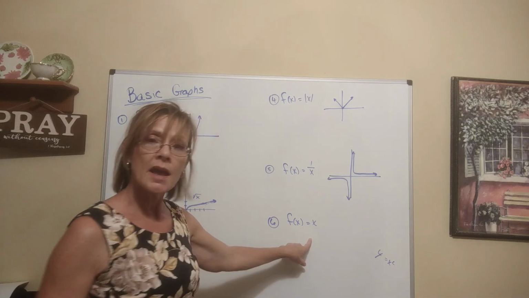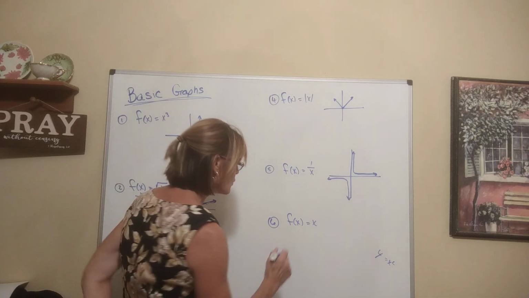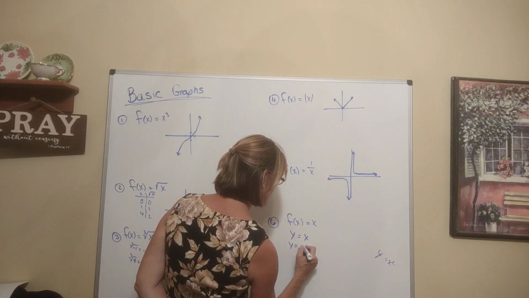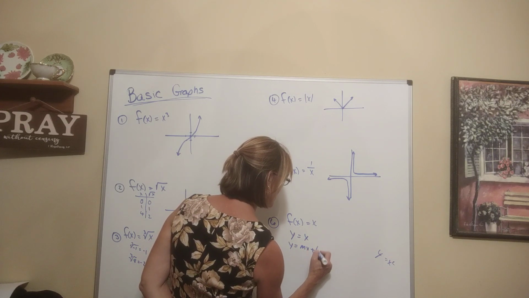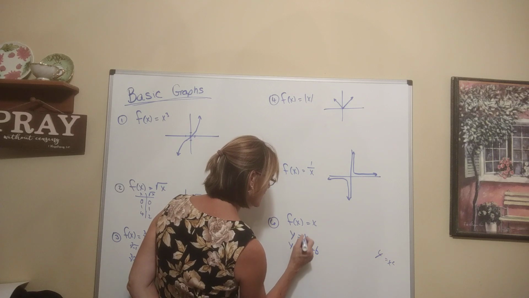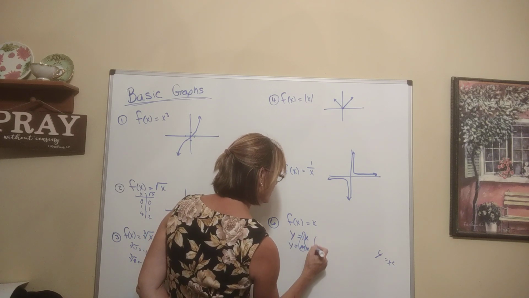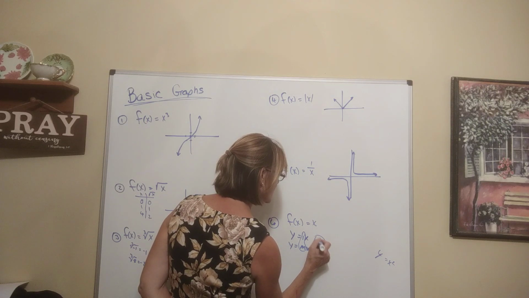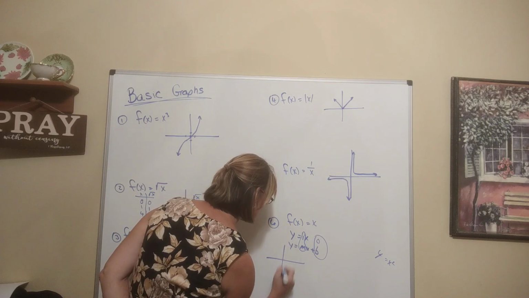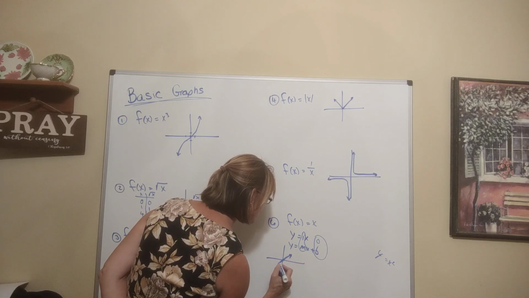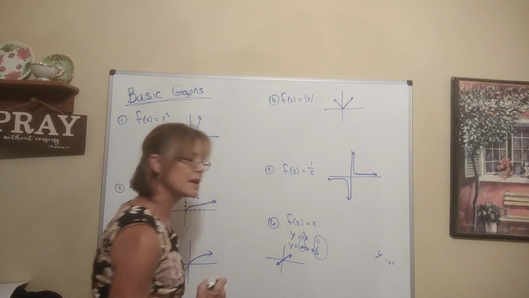F of x equals x. This is a line, and this is y equals x, or y equals mx plus b. The slope of this line is 1. The y-intercept of this line is 0. So this is going to be up 1, right 1. It's going to be a line that cuts through the origin, just like that. That is what it looks like.